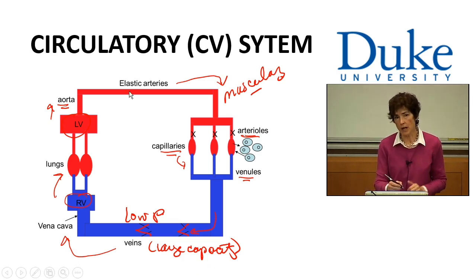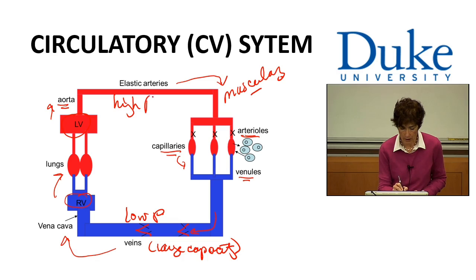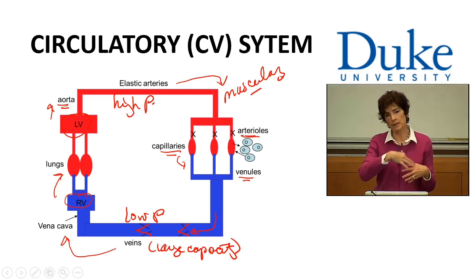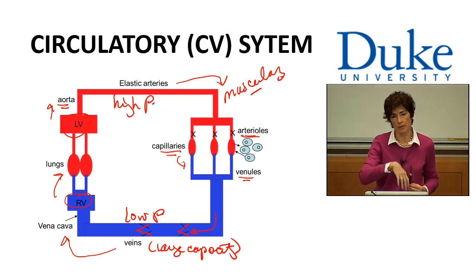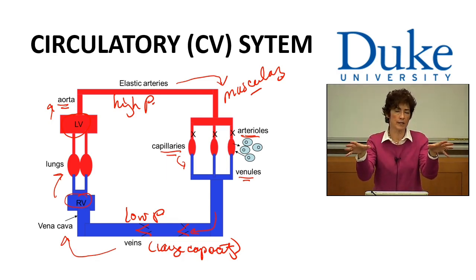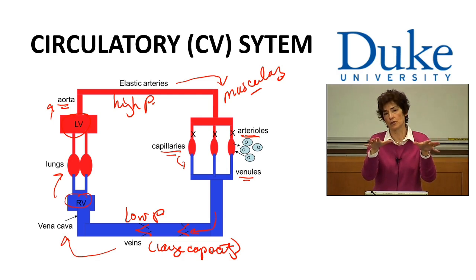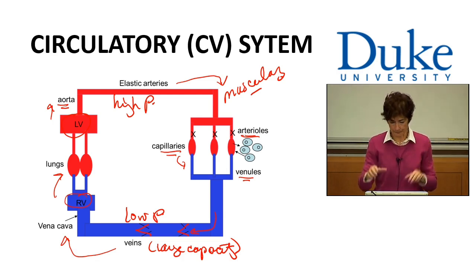This is in contrast to the aorta and the elastic arteries and the muscular arteries, where this is a high-pressure system. So on this side, the pressure that's being generated by the heart is delivered into the aorta and then from the aorta into the arteries. And this will have a high-pressure system on that side.